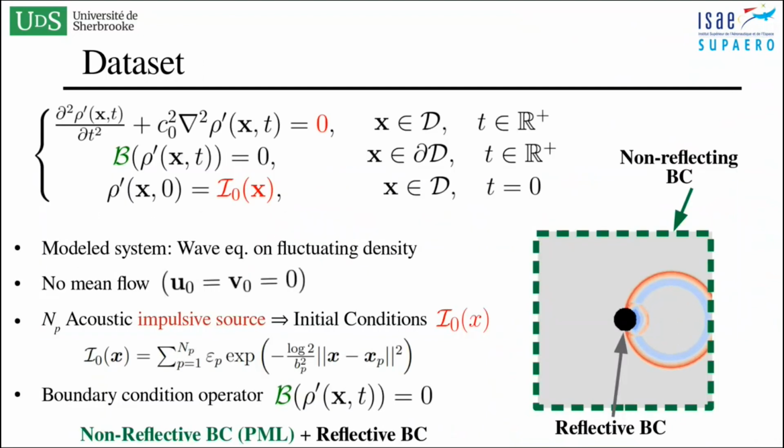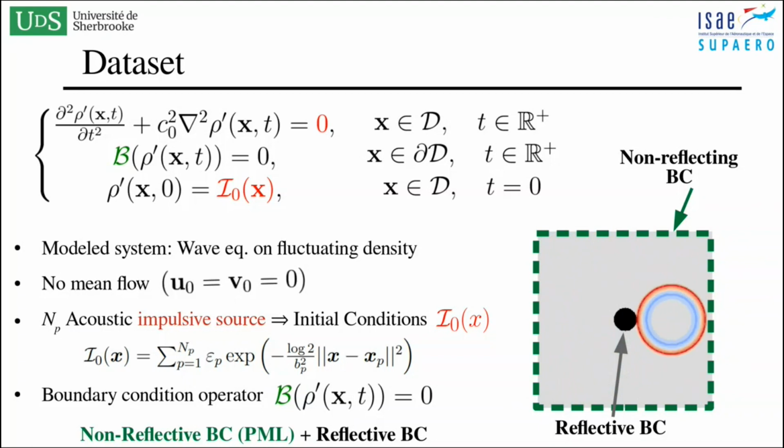For this, we have again generated a new database using the same type of approach as before, so the same wave equation, the same type of initial condition, but here what we changed is the boundary conditions, set as non-reflecting boundary conditions, and in this case sponge layers.